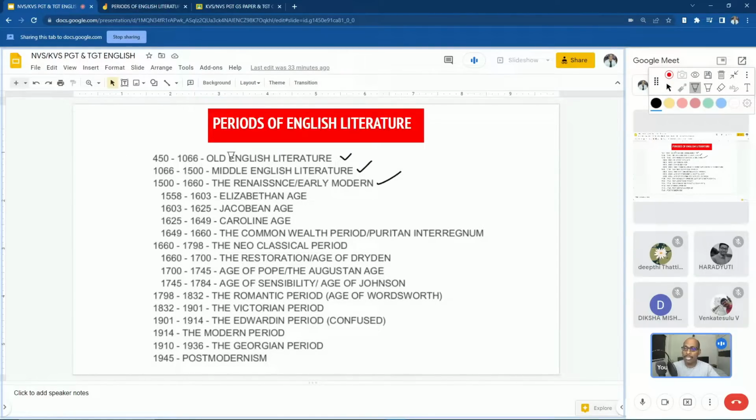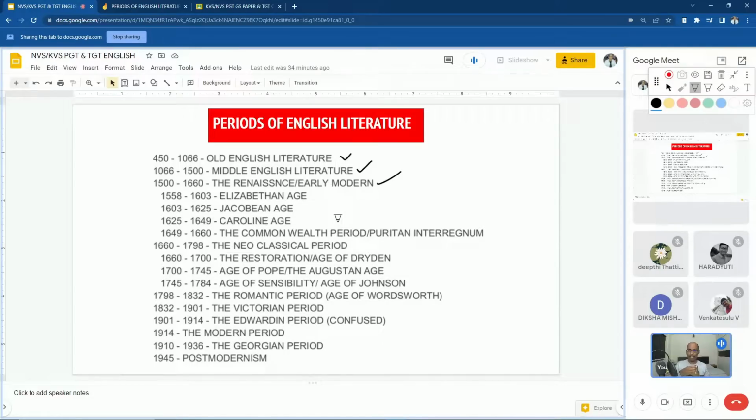450 to 1066 is the Old English literature period. 1066 to 1500 is the Middle English literature period, and 1500 to 1660 is the Renaissance or the early modern, new kind of life, the modern, but it is the early modern. Under that it is divided into further periods. First, 1558 to 1603 is the Elizabethan Age. 1603 to 1625 is the Jacobean Age. 1625 to 1649 is the Caroline Age, and 1649 to 1660 is the Commonwealth Period or Puritan Interregnum.